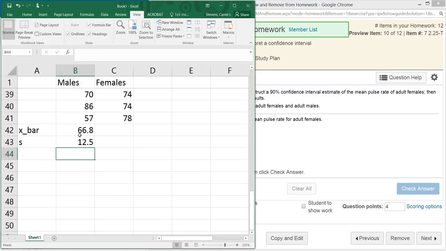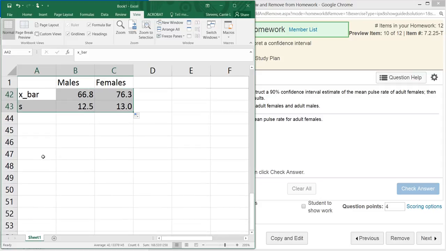And so now I have my two sample statistics, which will be needed to construct my confidence interval for the male pulse rates. And I can drag those formulas over. So now I have the second set for my males and my females. And I'm ready to start calculating the E for each of those sets.